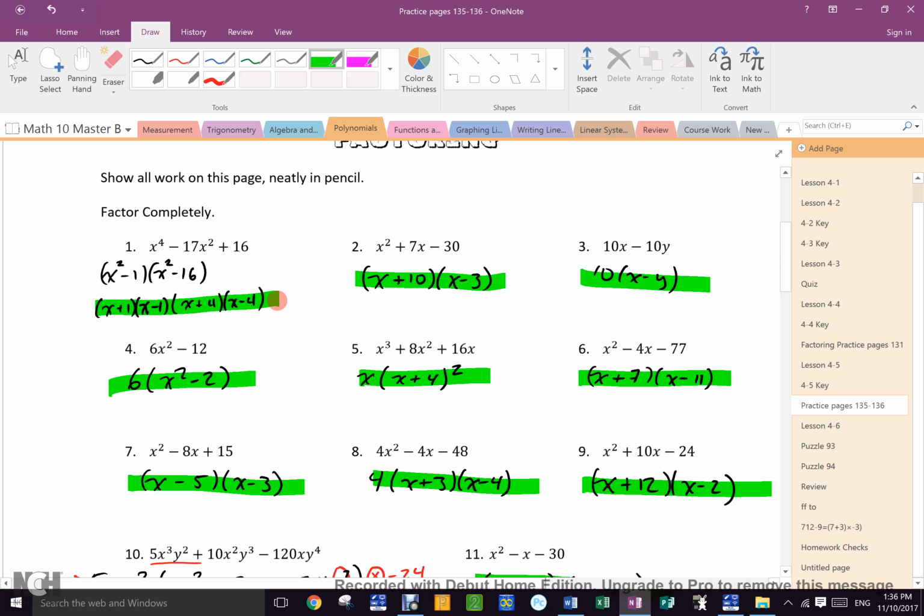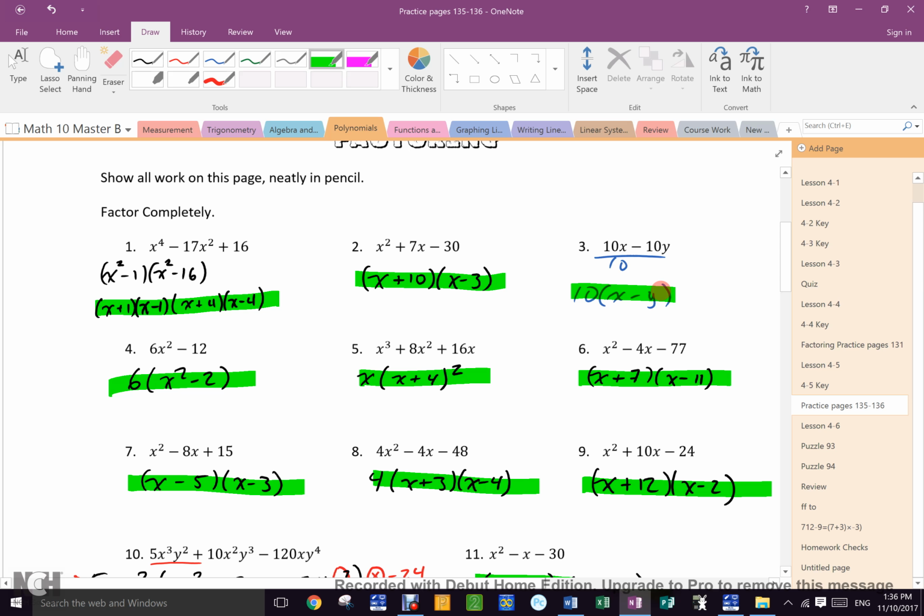Anything from the rest of 2 through 9? Oh, Tash asked for 3. What's common to both? 10. So I divide out my common factor of 10. 10 goes to the front. 10 divided by 10 cancels, leaves me an x. 10 divided by 10 cancels, leaves me a y. Done.